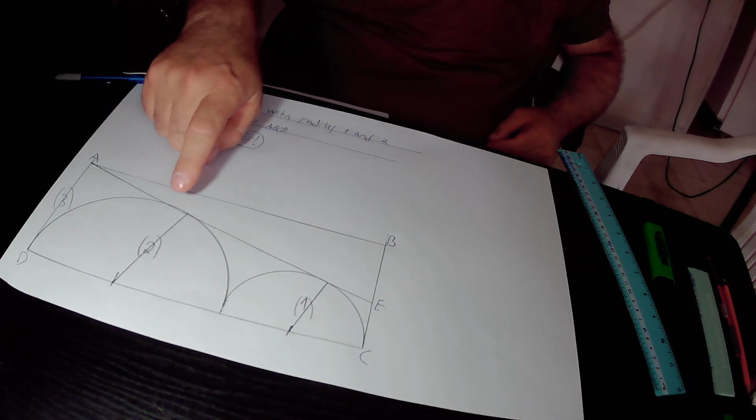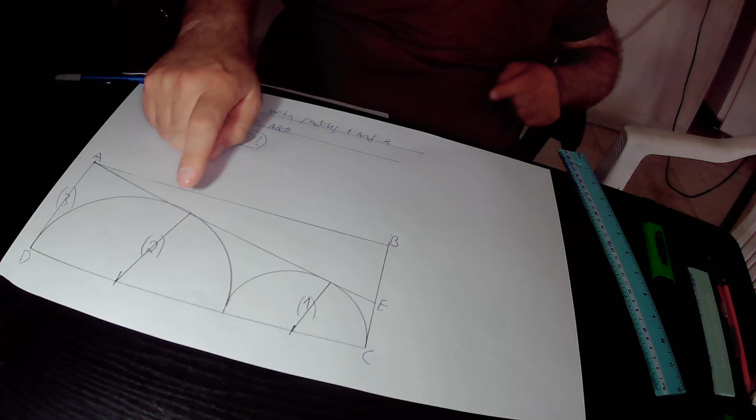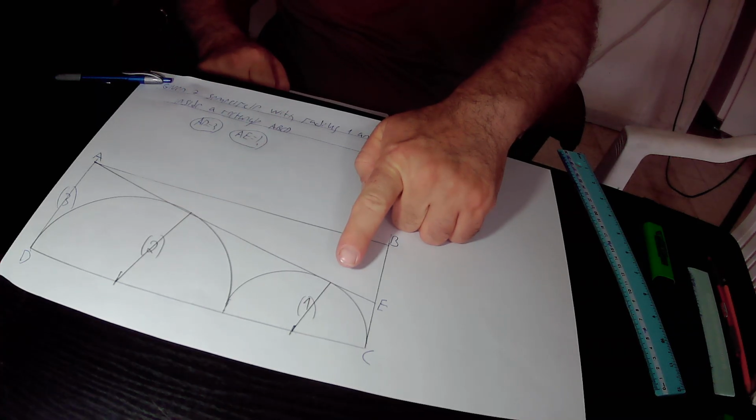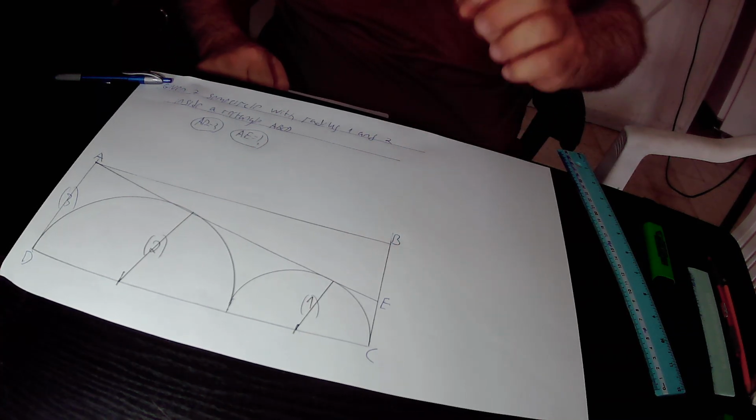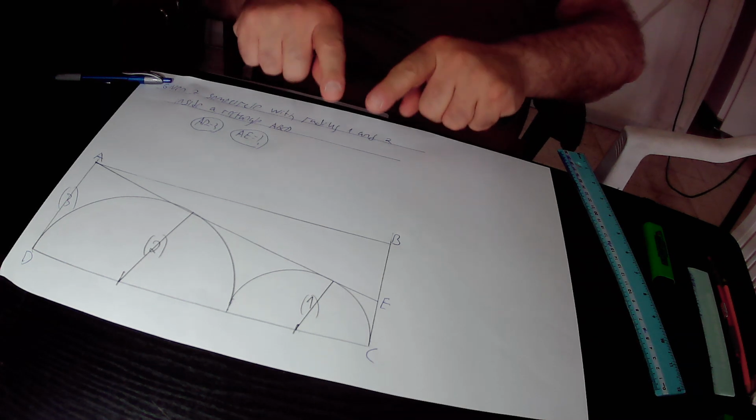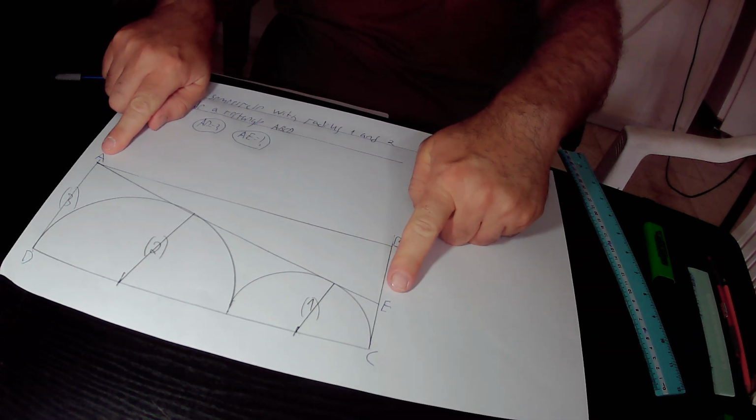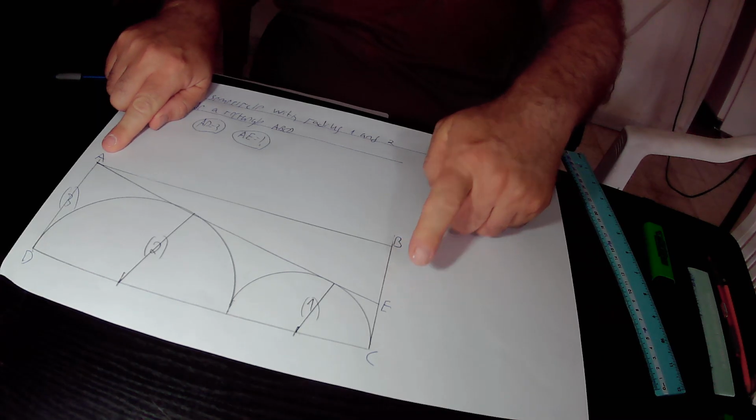The radius of this big semicircle is 2. The radius of this small semicircle is 1. And our mission is to find out the length of this line segment AE.